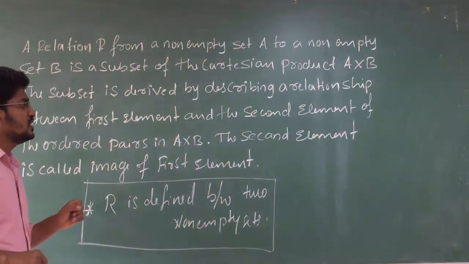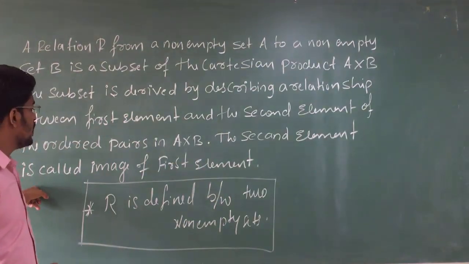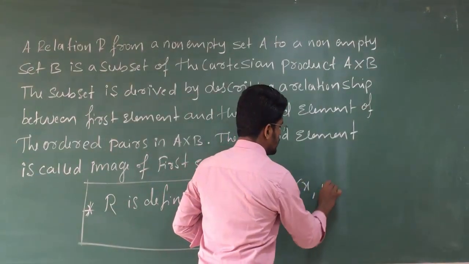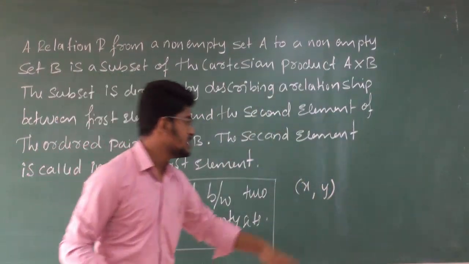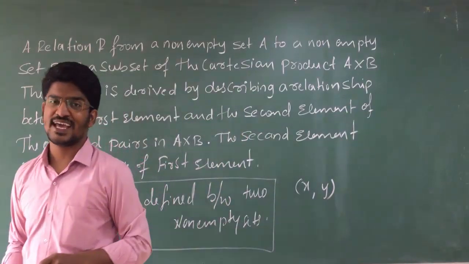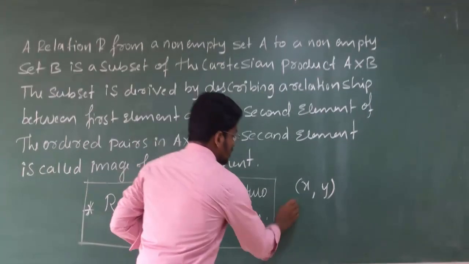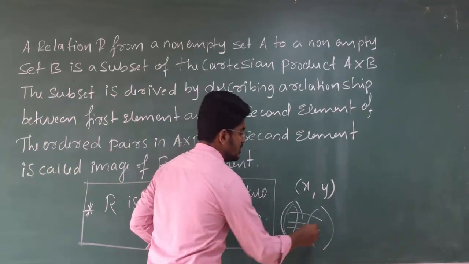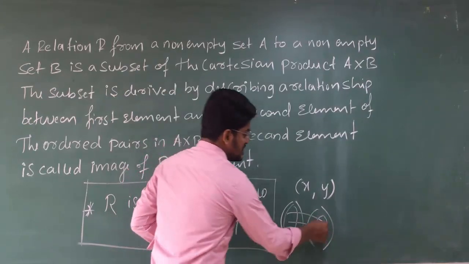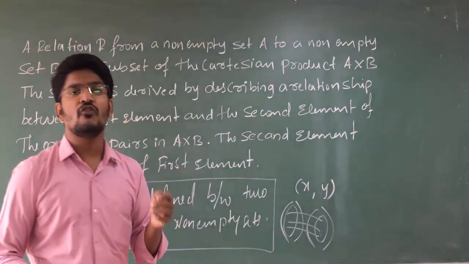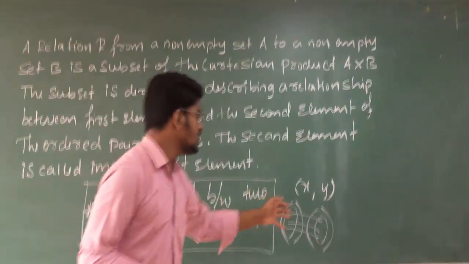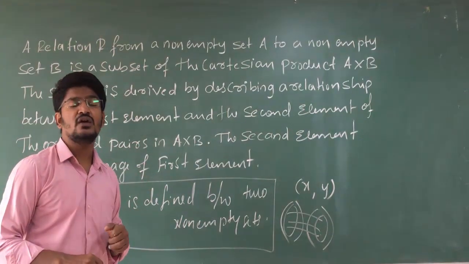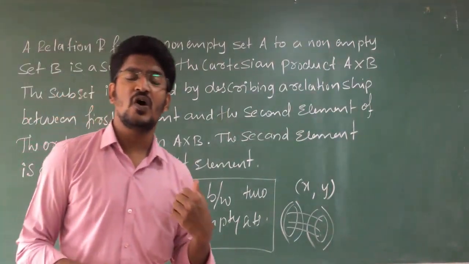Clear? Next, the second element is called image of first element. No problem. In the ordered pair, see, x comma y, we say that the second element y is the image of x. Yesterday I have explained with the diagram like this. Here you are going to have the first element, here you are going to have the second element. So these second elements are called the images of the first element. Clear? So in that way we define a relationship from non-empty set A to non-empty set B.